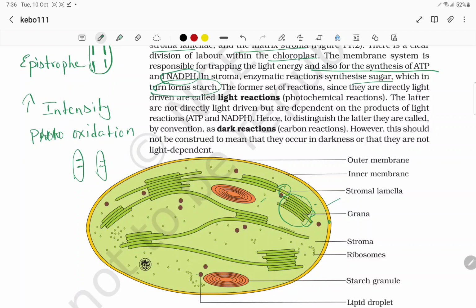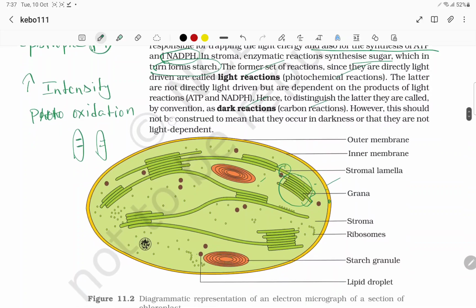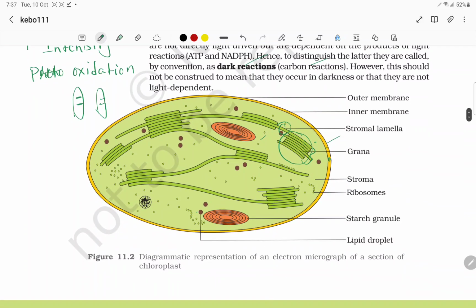The former set of reactions is directly light dependent, so that's why we call it light reactions or photochemical. The latter is indirectly driven by the light. That's why we call it dark reactions or carbon reactions. That doesn't mean they occur in the dark or that they are not light dependent.